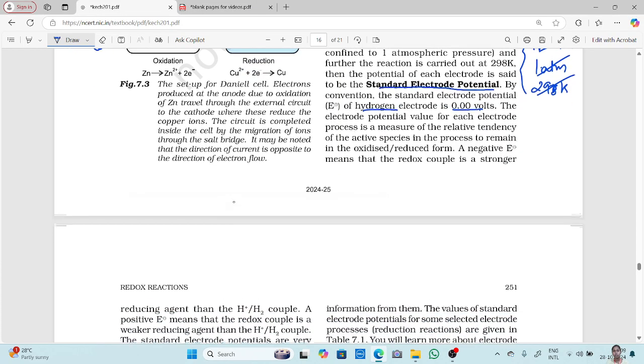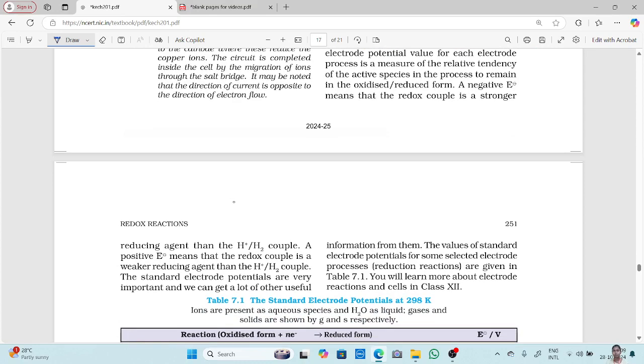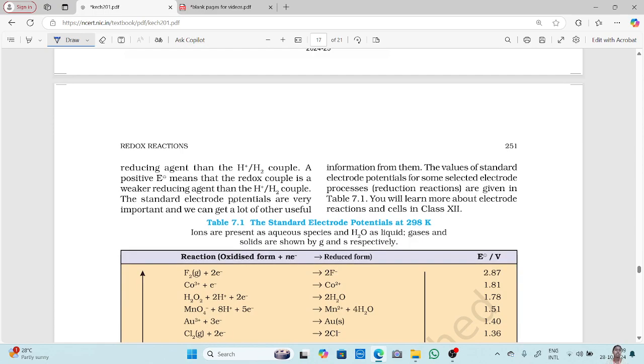Now a negative E naught means that the redox couple is a stronger reducing agent than the H plus/H2 couple. So if you have a negative electrode potential, that means your redox couple is a stronger reducing agent. A positive electrode potential means your redox couple is a weaker reducing agent. So negative means stronger reducing agent, positive means weaker reducing agent. The standard electrode potentials are very important, and we can get a lot of other useful information from them.